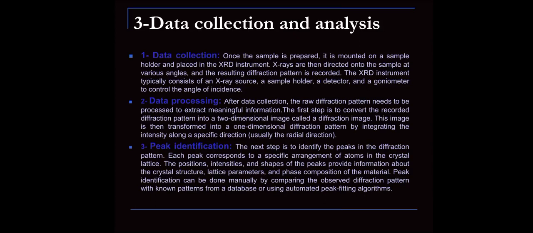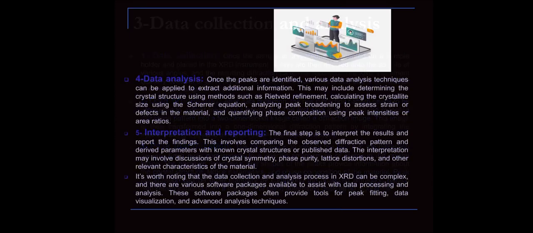Third, peak identification. The next step is to identify the peaks in the diffraction pattern. Each peak corresponds to a specific arrangement of atoms in the crystal lattice. The position, intensities, and shapes of the peaks provide information about the crystal structure, lattice parameters, and phase composition of the material. Peak identification can be done manually by comparing the observed diffraction pattern with known patterns from a database or using automated peak fitting algorithms.